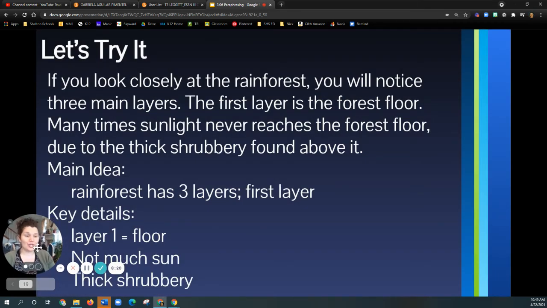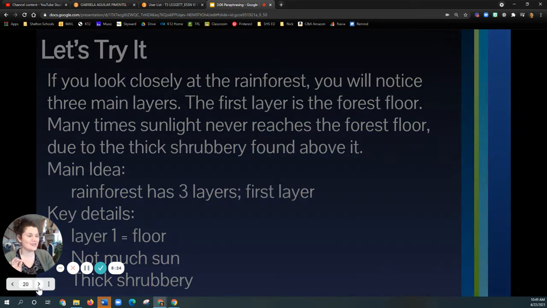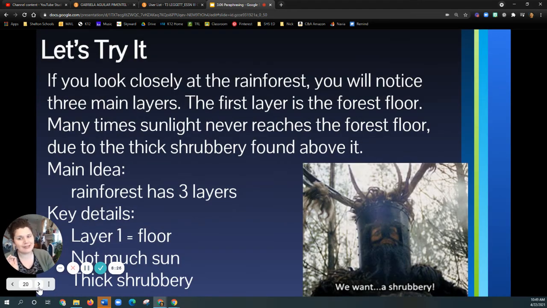We've got thick shrubbery, which whenever I hear the word shrubbery, makes me think of Monty Python and the Holy Grail. We want a shrubbery! If you have not seen Monty Python and the Holy Grail, do yourself a favor and watch it. I'm pretty sure it's on Netflix. Neat! That will make a lot more sense after you watch it.